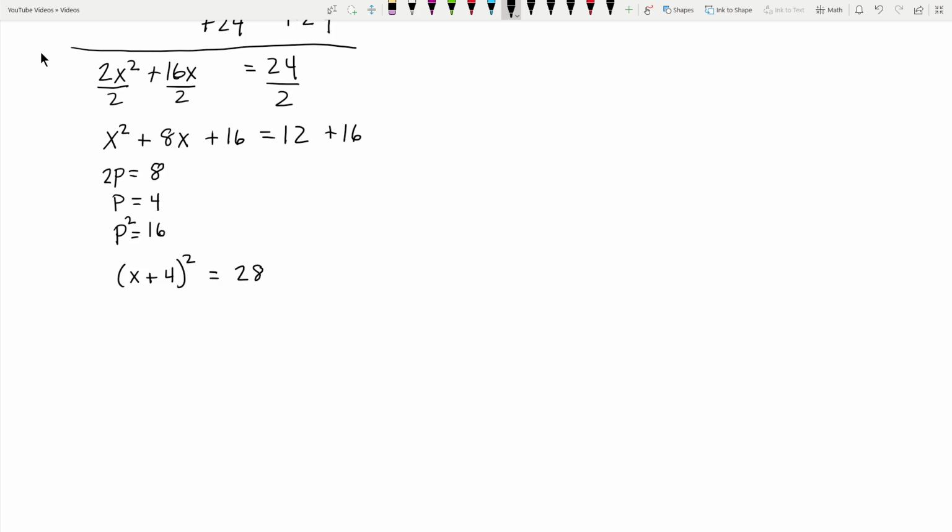That 28's not a perfect square, but that's fine. It doesn't have to be. I can still solve this by taking the square root on both sides. I am now where I was in the previous problem. So I can square root both sides, and on the left I'll have x plus 4. On the right, I'm going to have plus and minus the square root of 28. I don't think I can even reduce that radical. I'm not going to try. And then bring the 4 over.